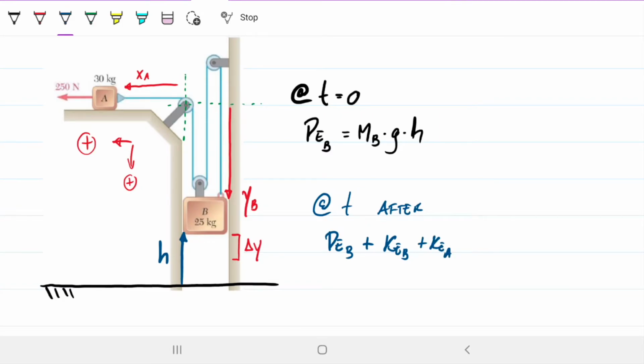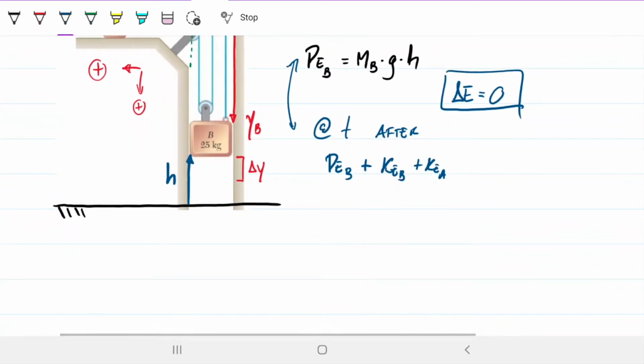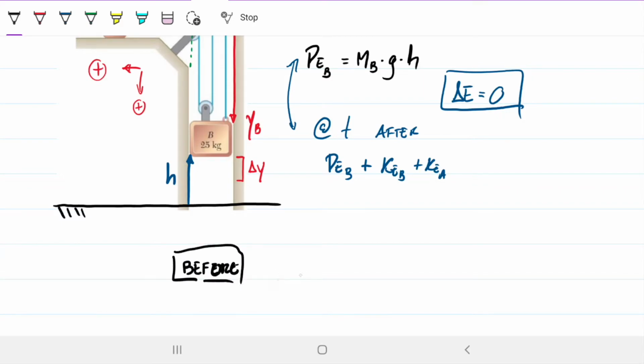Okay. And what are we going to do? Well, we're going to say that energy cannot be created or destroyed. Delta H has to be 0. So therefore, whatever force is being applied between the two has to account for the change in energy. Okay, so in other words, let's write it. So I have my energy before, and I have my energy after.